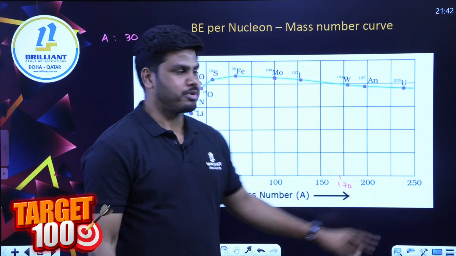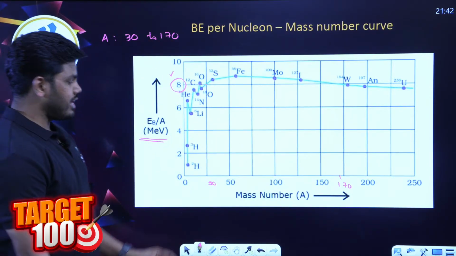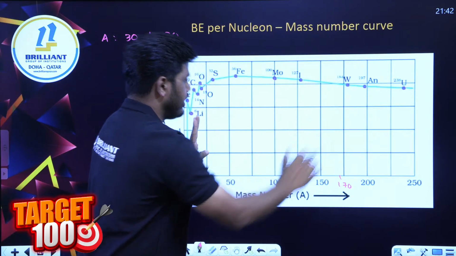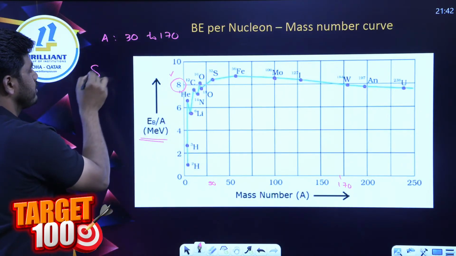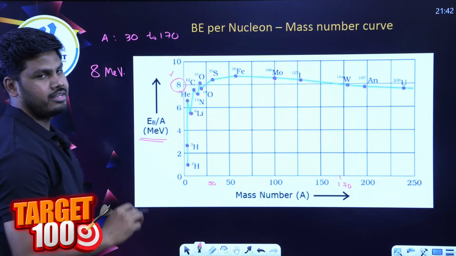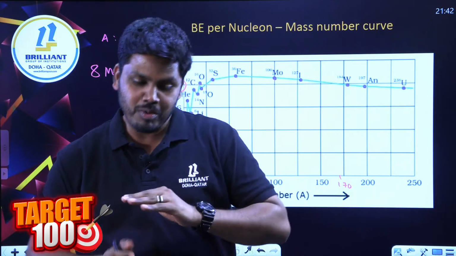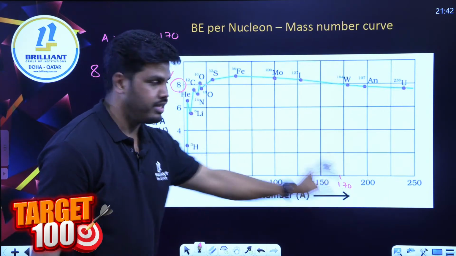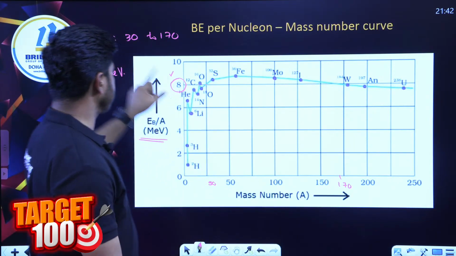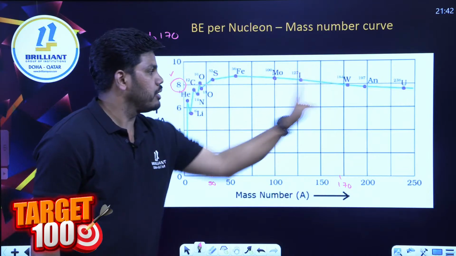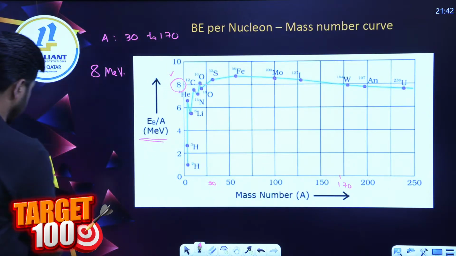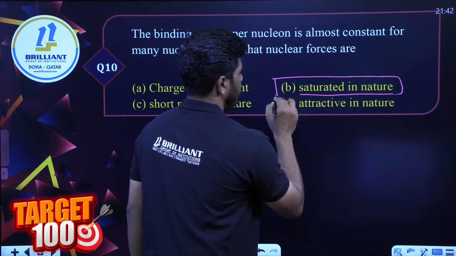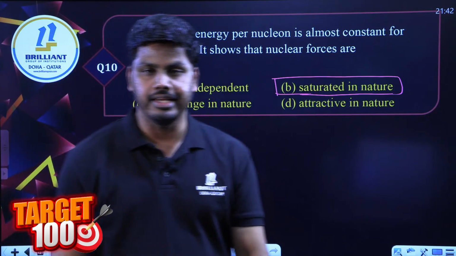Average binding energy per nucleon is what? 8 MeV. So that is a wide range of number of nuclei, or elements, we can see. Almost all of them have an average binding energy of 8 MeV. That is what the first part of the question says. Binding energy per nucleon is almost a constant for many nuclei. For many nuclei coming in this range, 30 to 170, they have one constant binding energy per nucleon, which is 8 MeV. This is because of one of the properties of this particular nuclear force, and which property is that is the question, and the correct answer is option B. Nuclear force is saturated in nature.